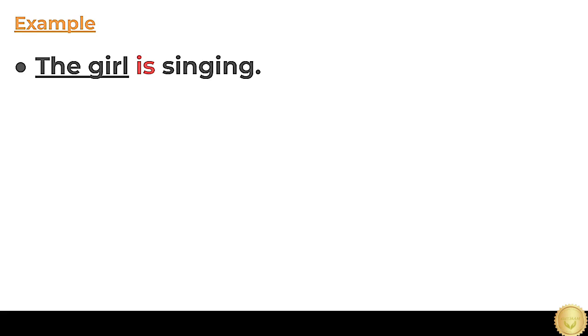The girl, so I've underlined the subject here, the girl, is singing. So is here is the singular verb. If there was more than one girl, maybe you know what verb we would use instead. Is would become are. The girls are singing, but here there's just one, so we use is.